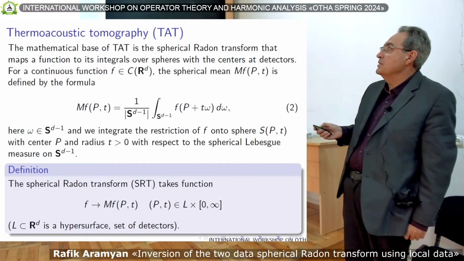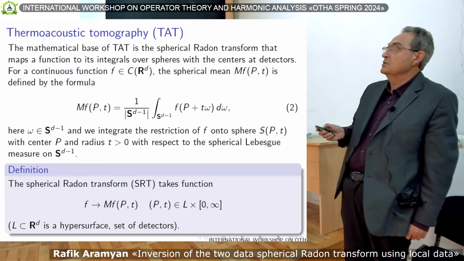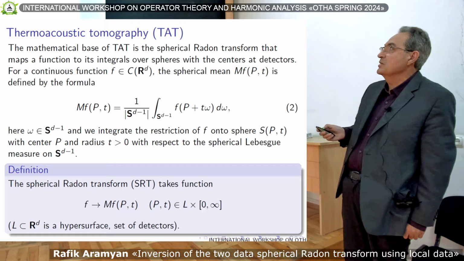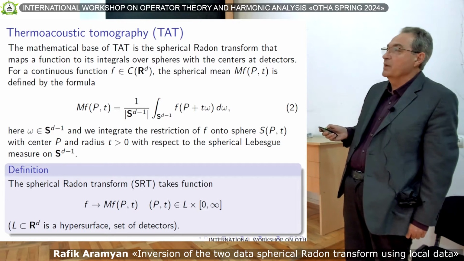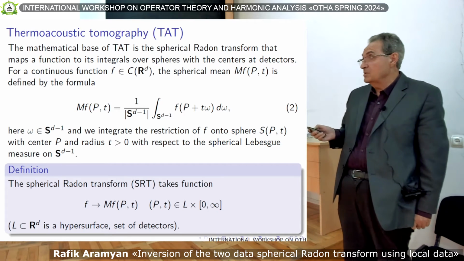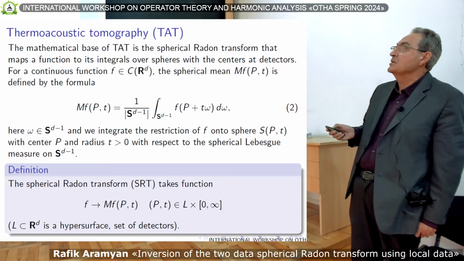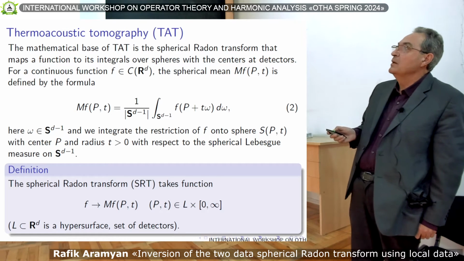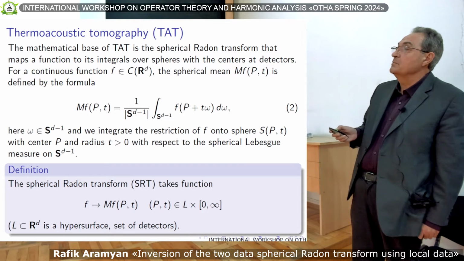By S_P(T), we denote the sphere with center P and radius T. For a continuous function, we consider the restriction of the function onto the sphere. The point P plus T omega, where omega is the spatial direction, belongs to the sphere, and we integrate the restriction of the function over the sphere with the normalized Lebesgue measure. So this is the spherical mean.